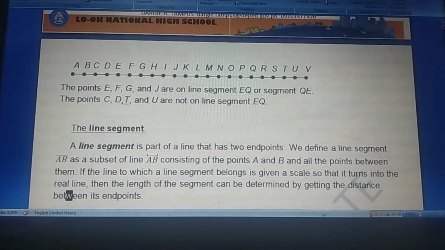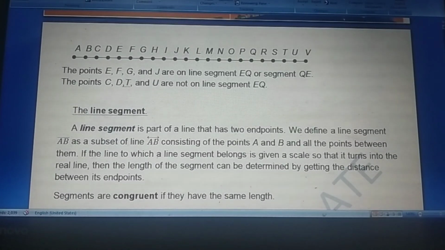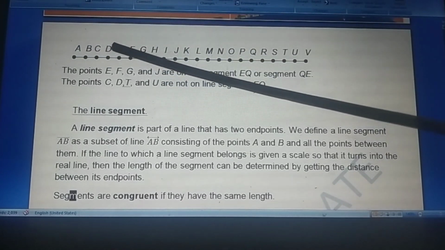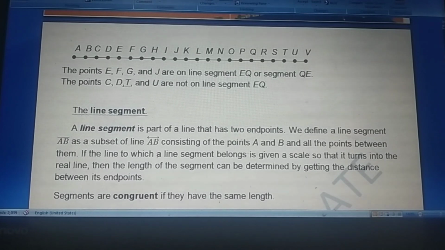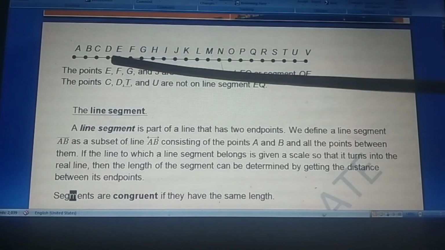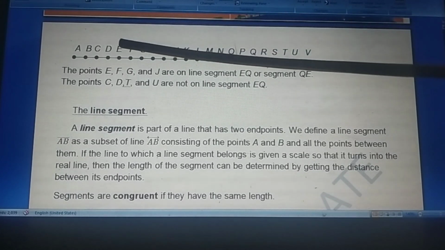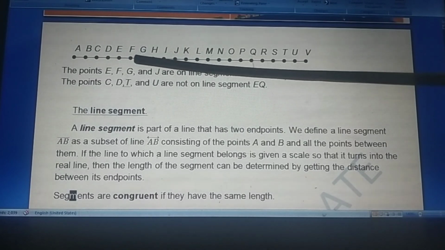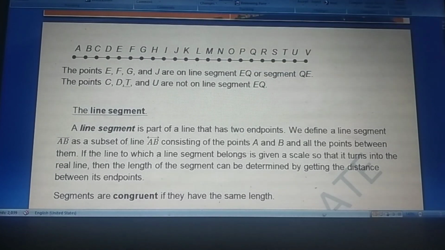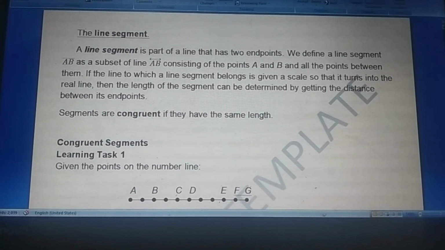Next, we have this line segment AV. There are a lot of points between AV. Let's focus on segment EQ. There are points like E, F, G, and J that lie on segment EQ, while C, D, V, U are not on line segment EQ. So what is a line segment? A line segment is a part of a line that has two endpoints. We define a line segment AB as a subset of line AB consisting of the points A and B and all the points between them.